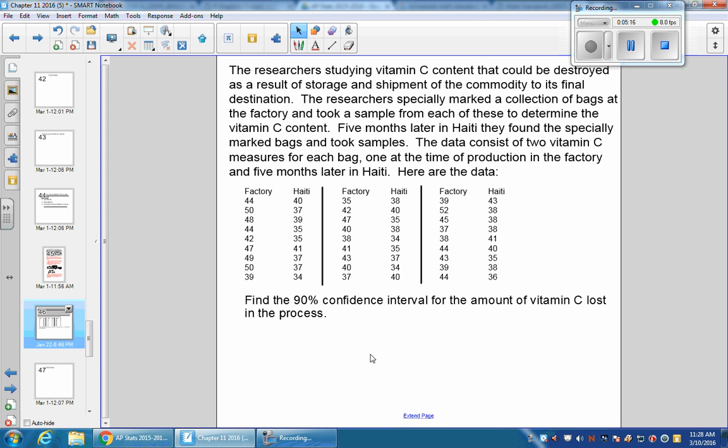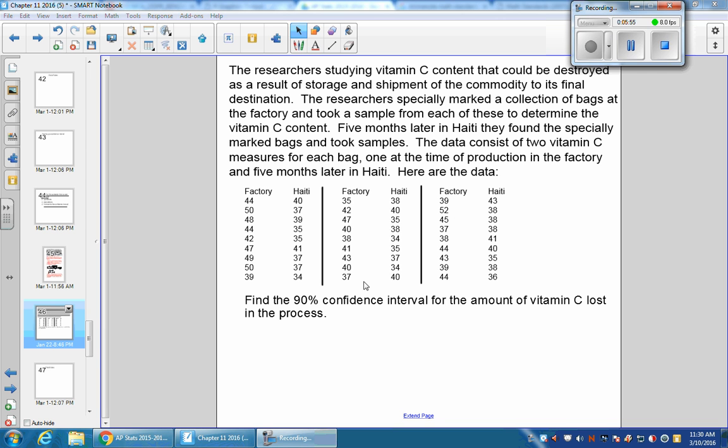This is another one that we've done before. It's about researchers studying vitamin C content that could be destroyed as a result of storage and shipment of a commodity to its final destination. The researchers specifically marked a collection of bags at the factory and took a sample of each of these to determine the vitamin C content. Five months later in Haiti, they found the specially marked bags and took samples. The data consisted of two vitamin C measurements in each bag, one at the factory at the time of production, and then five months later in Haiti. Here's the data. So we have all the data.